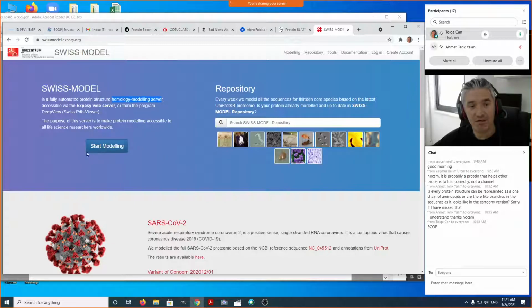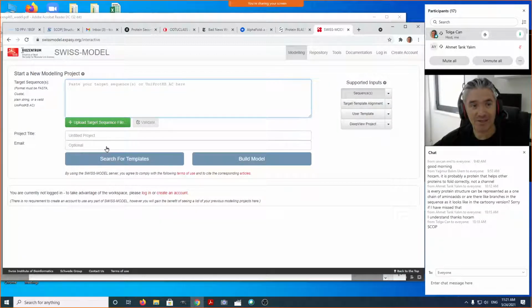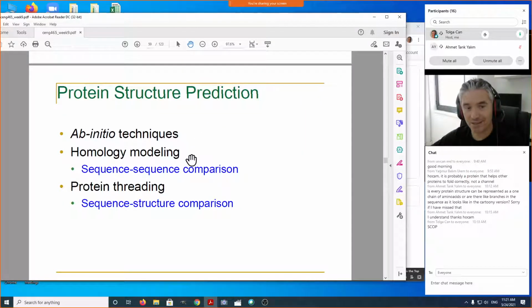So it means that when you start modeling, just like BLAST, you just paste your sequence here, and then you first search for templates. Search for templates is that sequence comparison part. So it is probably using BLAST in the background and doing the same Protein Data Bank database search to look for similar sequences. And then when you click on build model, it gives you the predicted model, completely automated. Okay, so that's homology modeling.